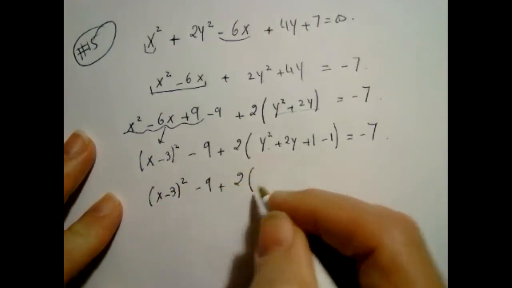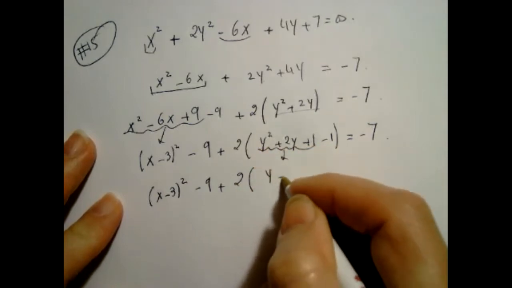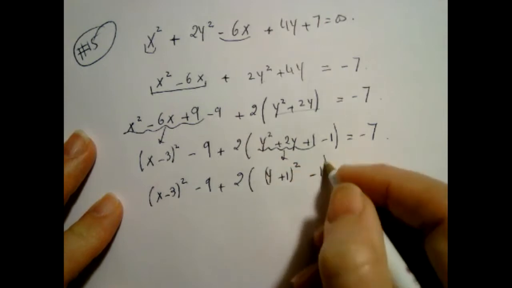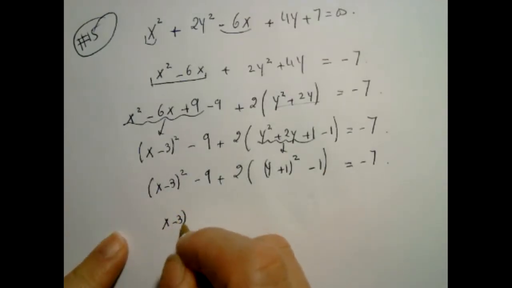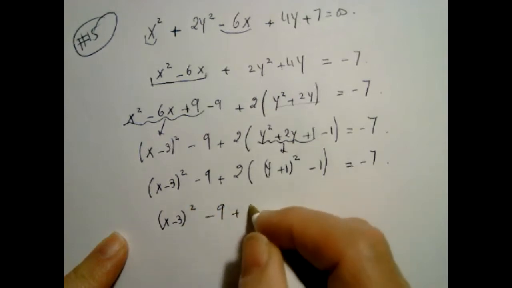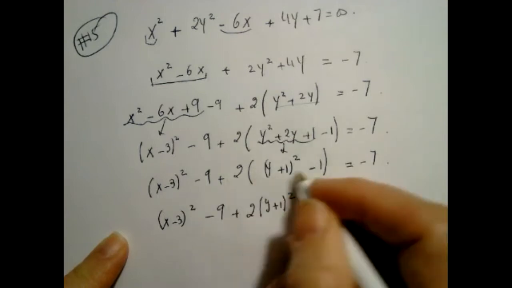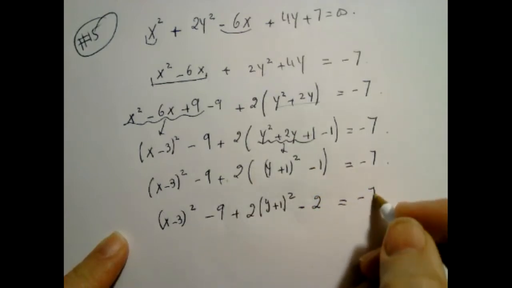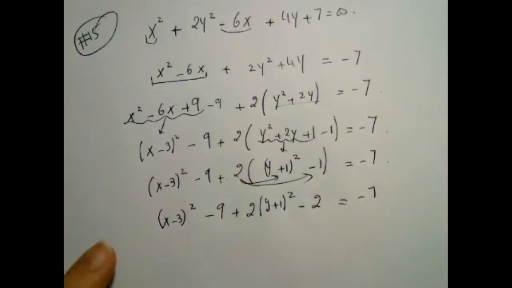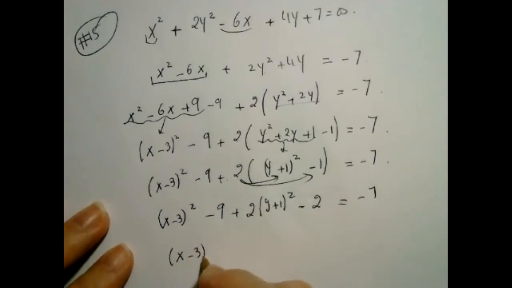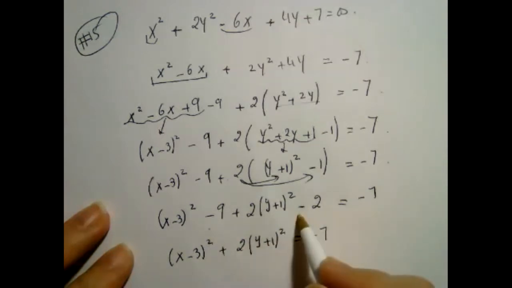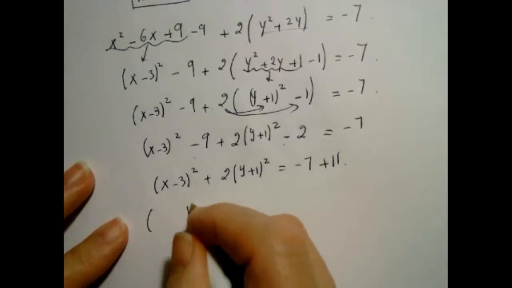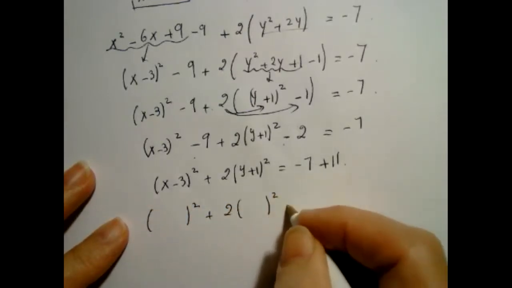Minus 9 plus 2 times this now is y plus 1 squared minus 1, equal minus 7. So finally, I will get x minus 3 squared minus 9 plus 2 times y plus 1 squared minus 2 equal minus 7. We're distributing at this stage. So that's 2 times y plus 1 squared equal minus 7. Now minus 2 minus 9, that's minus 11. And I'm going to add 11 to this side. So I will have this expression plus that equal to 4.